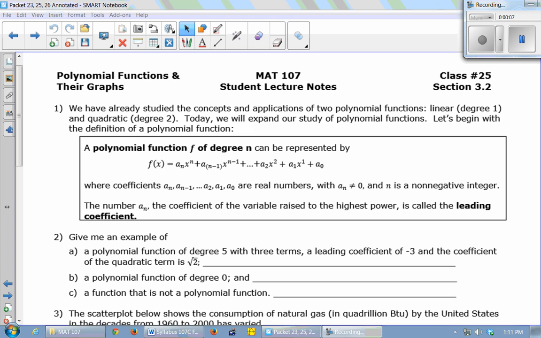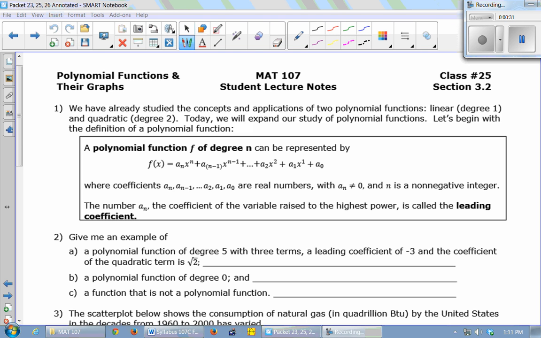We studied the concepts and applications of two kinds of polynomial functions. Linear functions are just a special kind of polynomial, and quadratic functions are another special kind of polynomial. Okay, so today we're going to expand what it means to be a polynomial. So here's the definition of a polynomial function, and it looks super crazy and overwhelming.